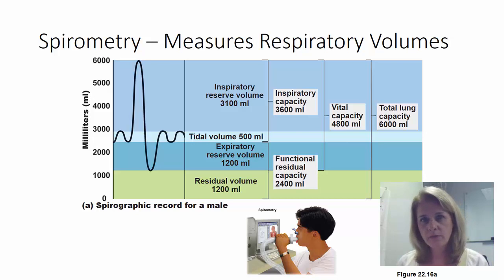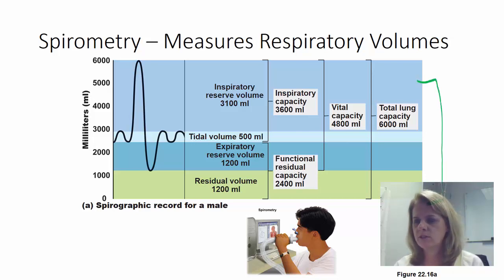Now, how do we measure these things? We use something called a spirometer. It's a little breathing machine that measures how much you're breathing in and out. We actually do it in lab if you're in my on-campus class. And what you're seeing here, I like this one because it shows you those capacities in a visual way so you can kind of figure out what they mean.